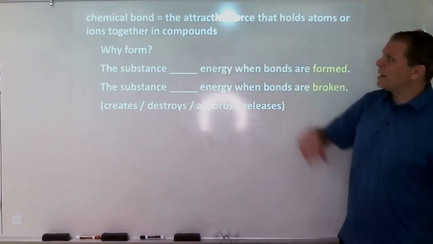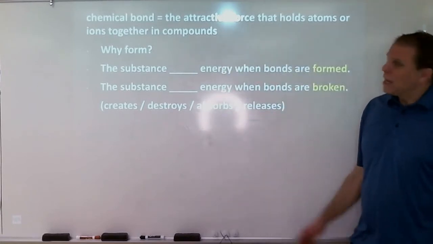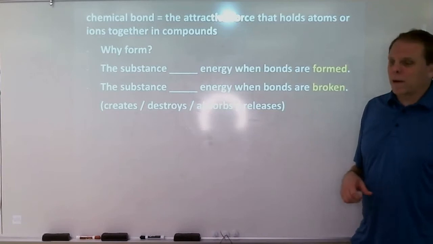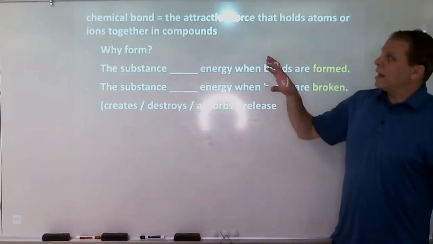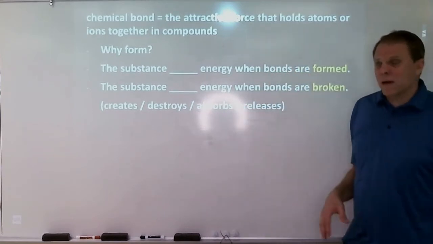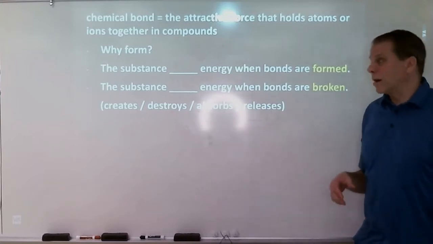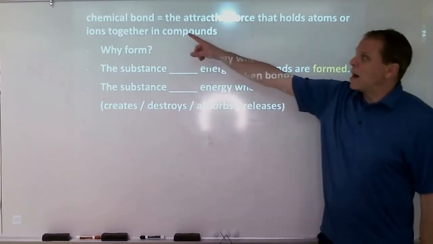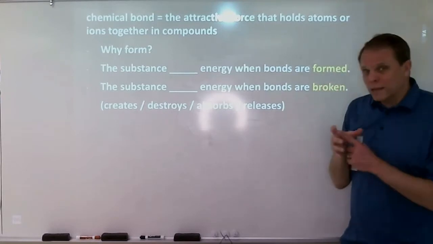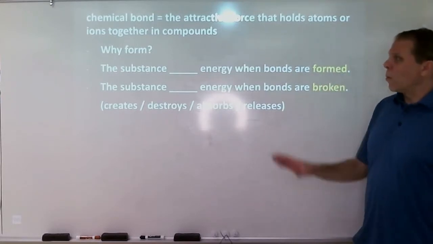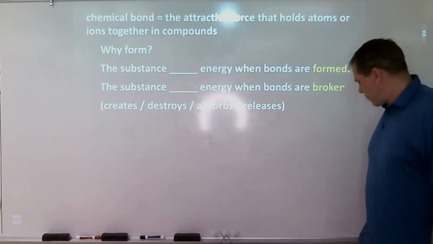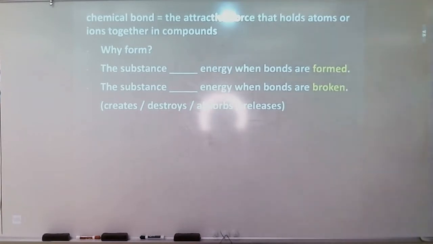A chemical bond is defined as the attractive force that holds atoms or ions together in compounds. Now, we are going to have a type of bond in an ionic compound, and we're going to have a type of bond in a molecular compound. Okay, but the bond is going to be the attractive force between them every time. Why does a bond form? Well, let's think about that.